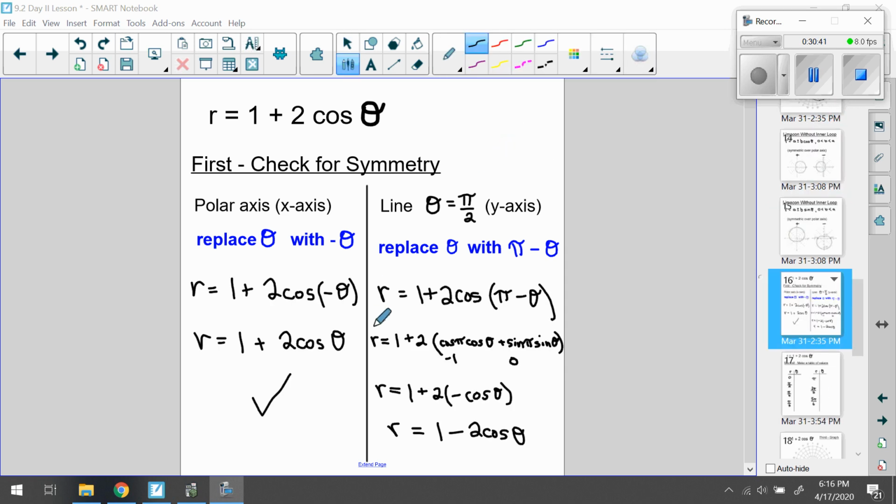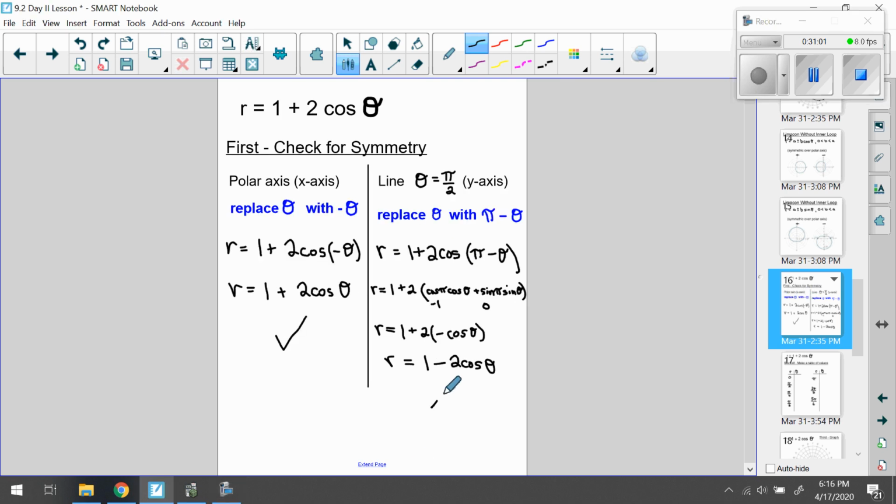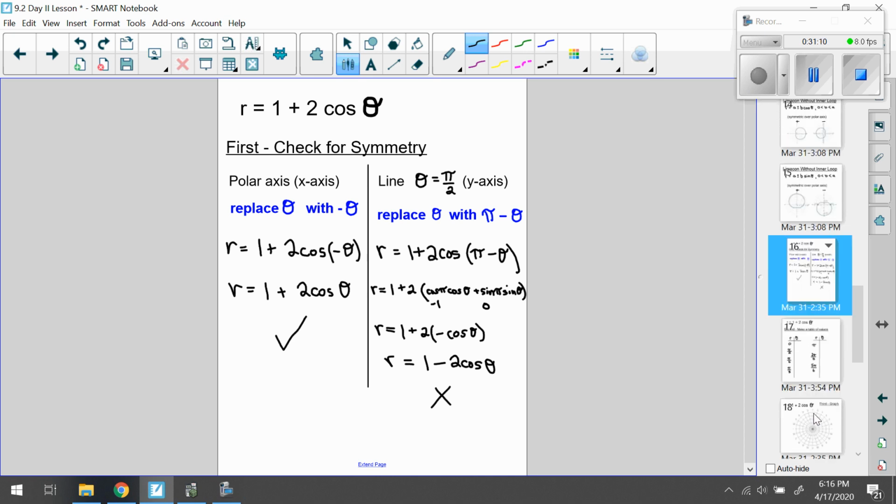Okay, so I'm back, and I found that there will be symmetry over the polar axis. Since cosine is even, we end up with the same equation that we started with over here. And over here, using one of those identities again that you could find earlier in the video, we end up with 1 minus 2 cosine theta, which is different. So that tells me that it will not be symmetric, or at least we think it won't be symmetric over that line pi over 2. So that being said, I'm going to go to my graph.